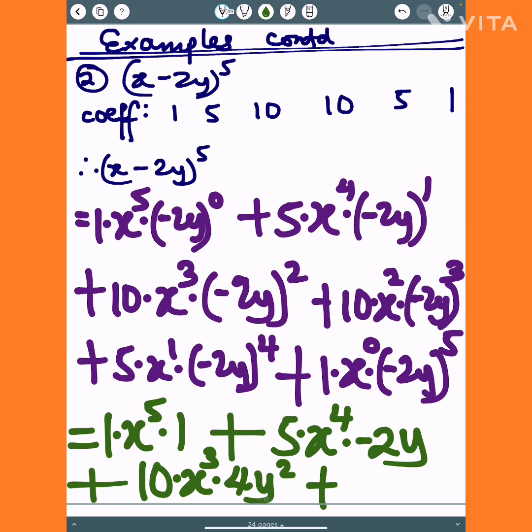I've done first, second, third. Next, first, second, third, fourth. Next is my fourth term. This is first, second, third term. I've done that, 1, 2, 3. I'll go to the fourth term now here.